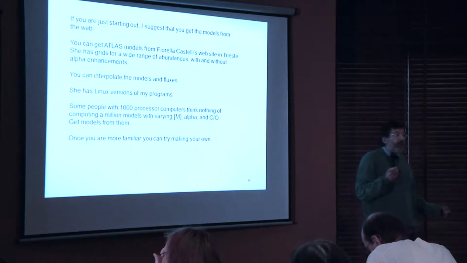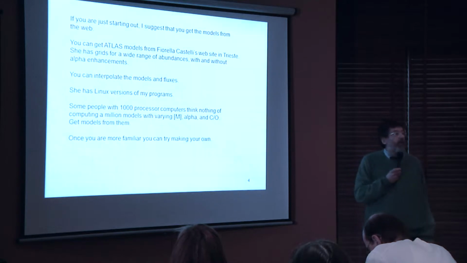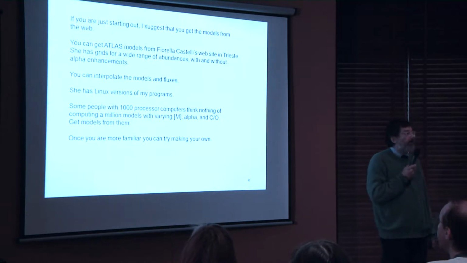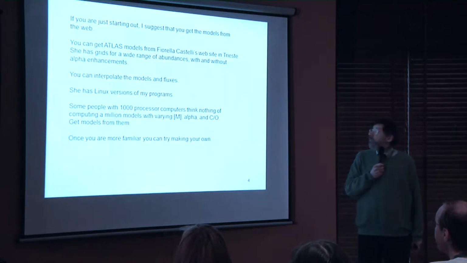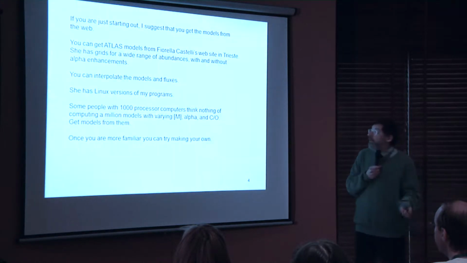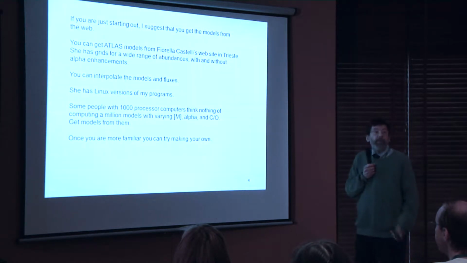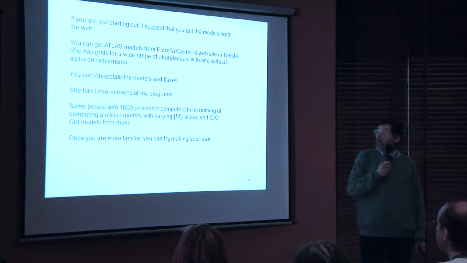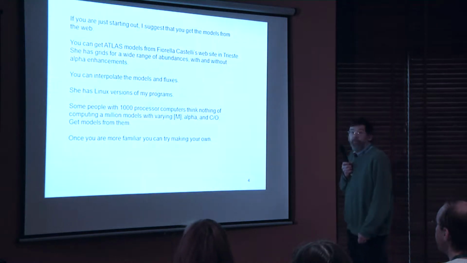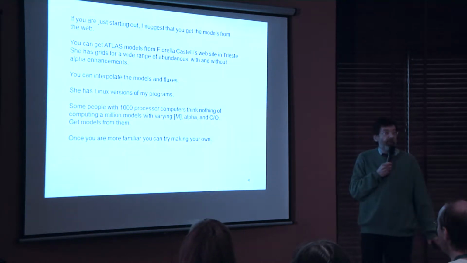Now, I gather that most of you are just starting out. So what I suggest is that you just go get the models from the web. You can go to my website. You can go to Fiorella Castelli's website in Trieste. There are thousands, or tens of thousands, of models that vary with various effective temperatures, gravities, abundances, and alpha process enhancements. There are so many that you can just interpolate any model you want. If you want to get into the real nitty-gritty, you can get the Linux versions and the explanations for all the programs from her.